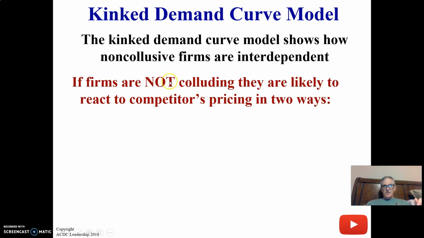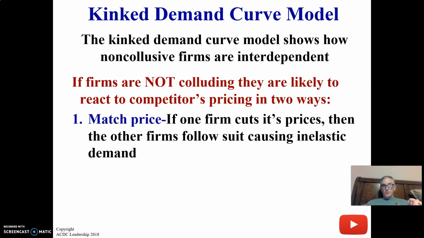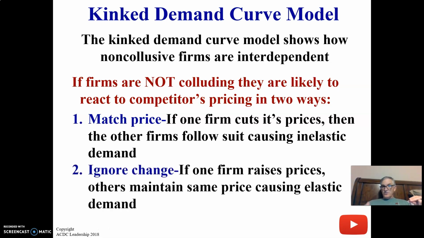So the kinked demand curve model shows how they are interdependent. They're not colluding, and they are likely to react to the competitor's pricing in two ways. One, if one firm cuts its price, then you can do one of two things. You can either match it, causing inelastic demand, or you can ignore it, causing elastic demand. If one firm cuts its prices and the other firm follows suit, this is going to cause inelastic demand because the price really doesn't change.